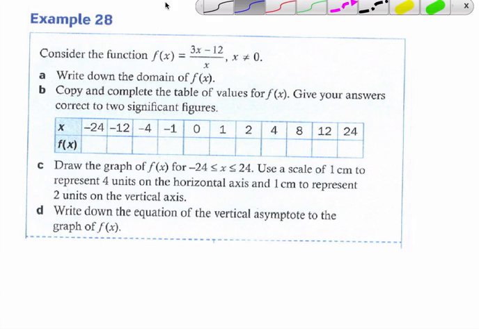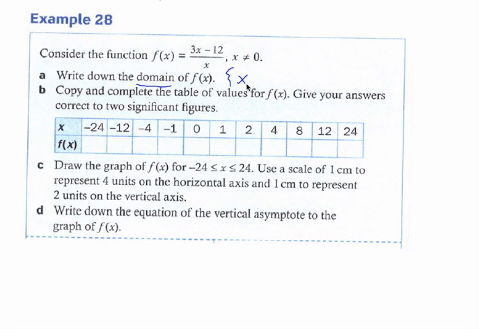This first example, we're given the following function, and we have to write down the domain of f of x. So remember, the domain is basically the list of all possible x values that the function can have. In this case, x could be anything, except it can't be 0. So we can write that as x can be any real number such that x is not equal to 0, with set notation brackets.